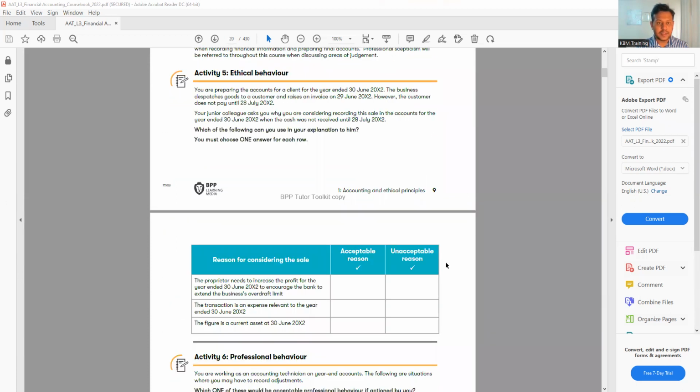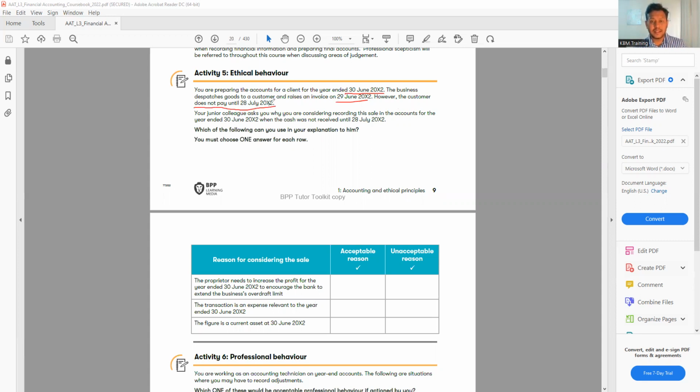We have some ethical behavior, so let's read this one. It says, you are preparing the accounts for a client for the year ended 30th of June 2022. The business dispatches goods to a customer and raises an invoice on 29 June 2012. Is it 12? We are not in 22, it's 12. However, the customer does not pay until 28th of July.